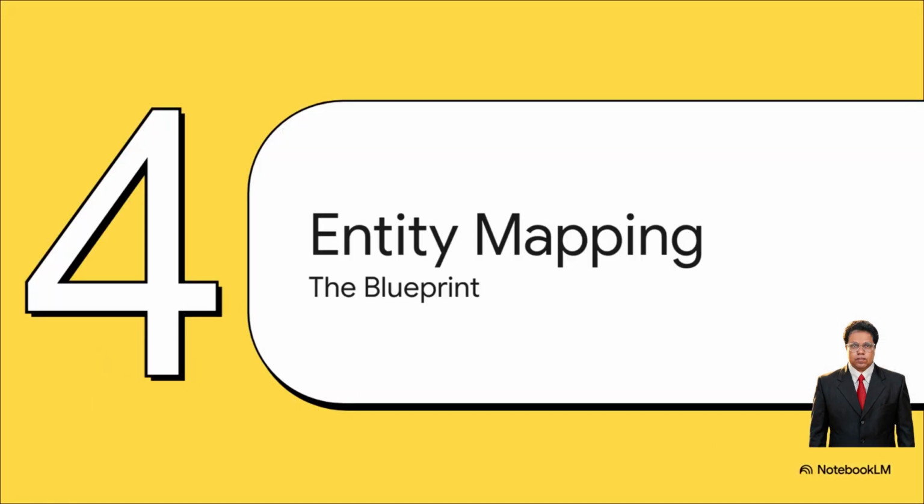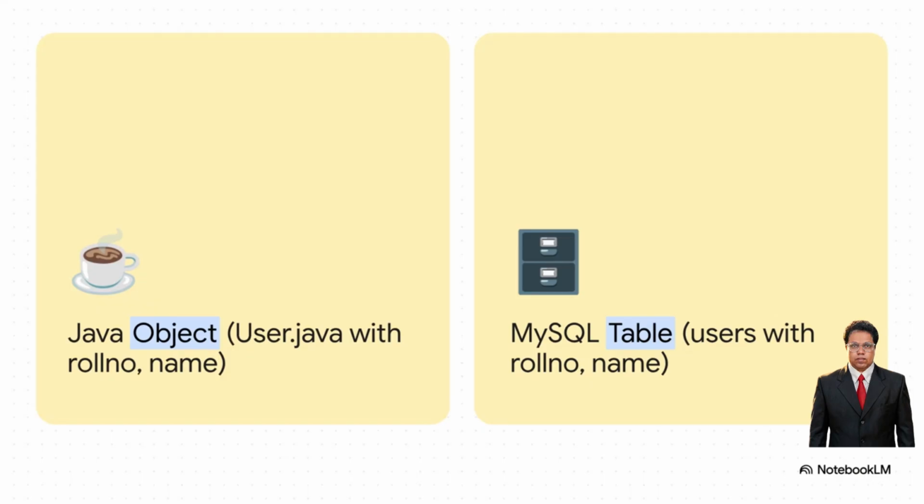Which brings us to Section 4, Entity Mapping, the blueprint. This is where we get to the absolute core of ORM, translating our database table into a Java blueprint. Look at the direct relationship here. On the left, we've got our Java user object with its variables. On the right, the exact corresponding row and columns in your MySQL table. It's a one-to-one match. One instance of this Java class translates directly into one row in your database.